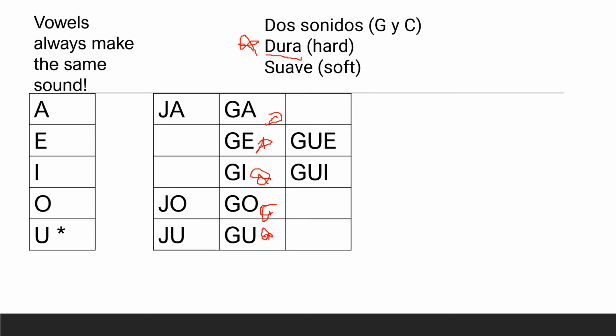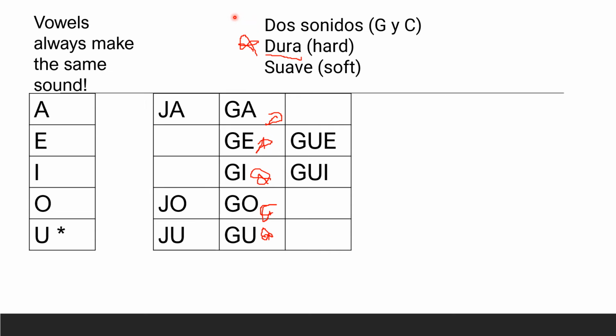So now, if I want to say all of these letters with a soft sound, I have ha with the J. Let's get my little pointer back. Ha, he, hi, ho, hu.